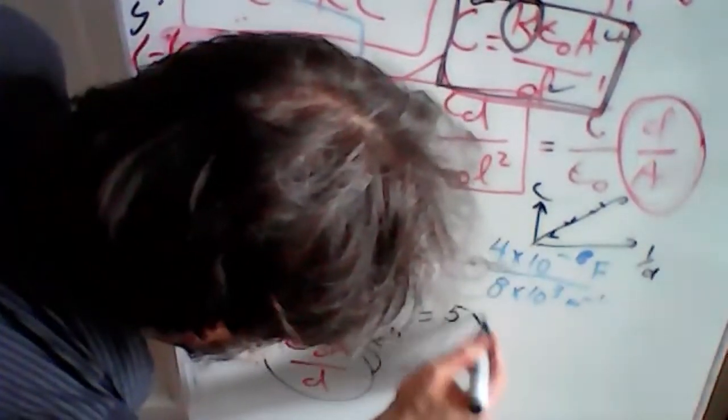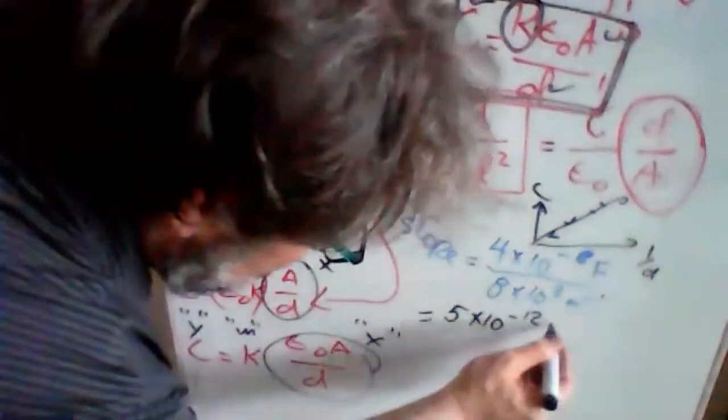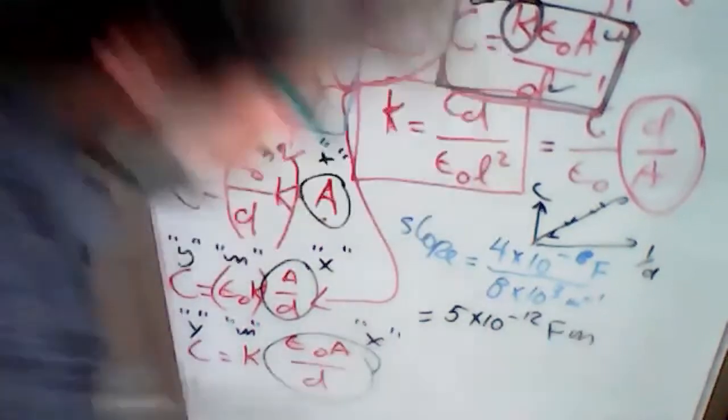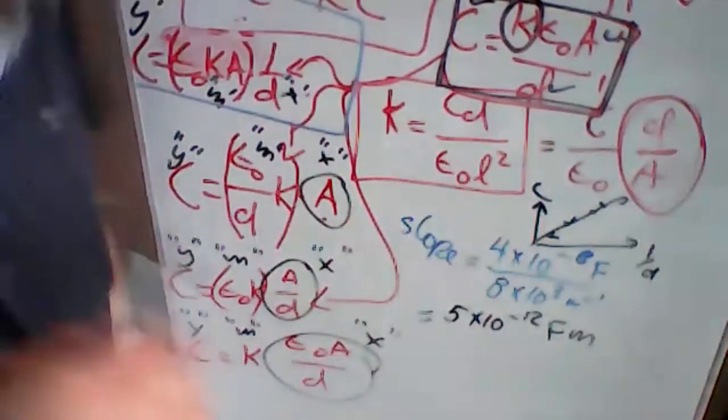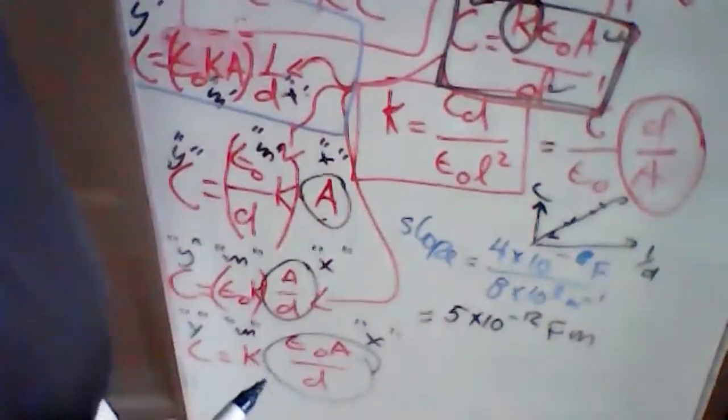Okay, so let's see. There's 0.5, 10 to the minus 3, 10 to the minus 11. That would be 10 to the minus 12. 5 times 10 to the minus 12. And the unit here is farad meters. 5 times 10 to the minus 12 farad meters is fine.